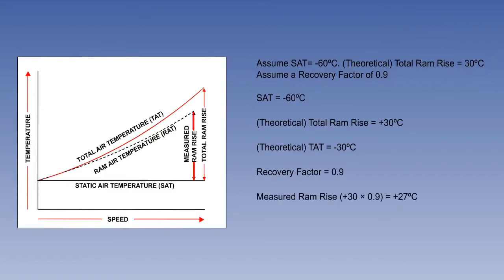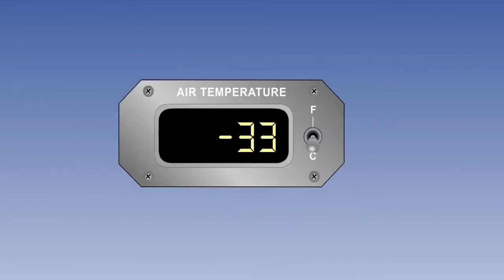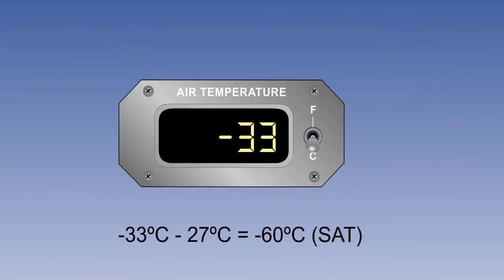Therefore, the measured ram rise is total ram rise times 0.9, which is plus 27 degrees. Applying plus 27 to minus 60 gives us a ram air temperature of minus 33 degrees Celsius. This is the figure which you would actually see on the ram air temperature gauges. You would then use one of several methods to arrive at your correction factor of minus 27 degrees and then apply it to get the static air temperature, which is what you want.